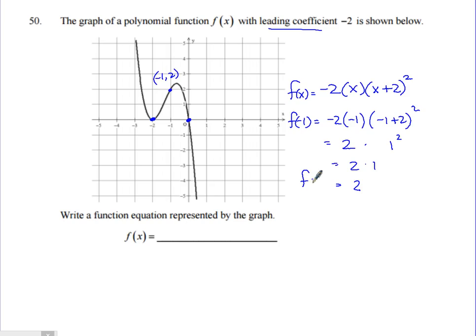So f of -1 is 2. F of -1 is 2. So it looks like our equation matches this graph. Wonderful. All right. So our equation would be -2x times (x plus 2) squared.